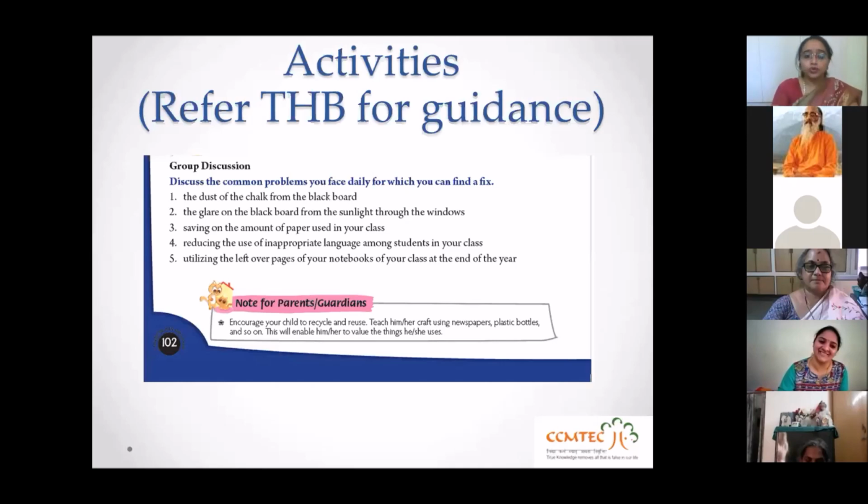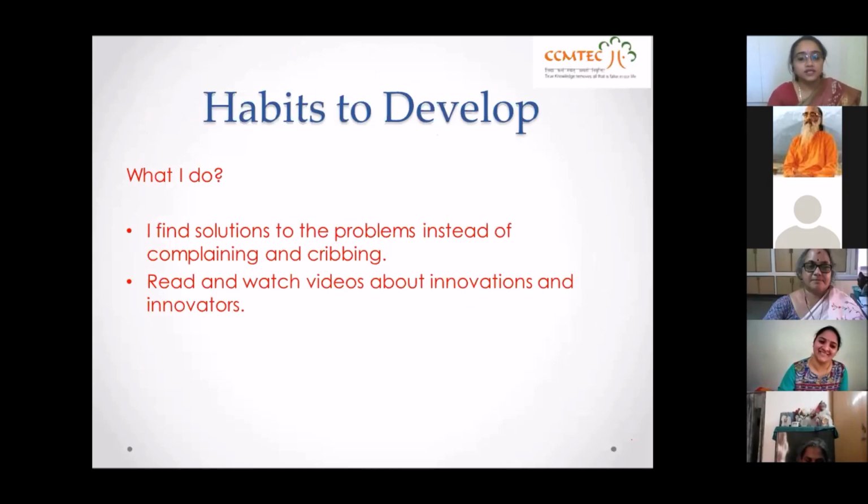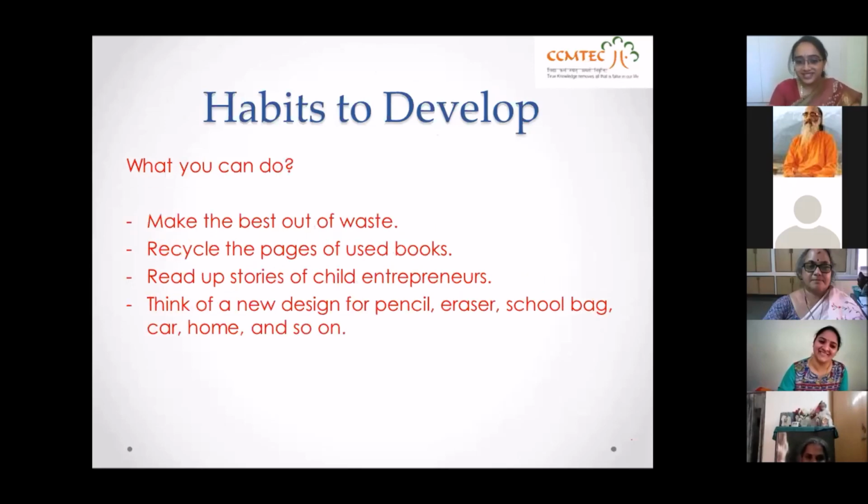There's also a note for parents, which we should ask the child to show to their parents, so that they can also help the child groom in a particular way. Habits to develop: I find solutions to the problems instead of complaining and cribbing. I read and watch videos about innovations and innovators. What can the children do is make the best out of waste.